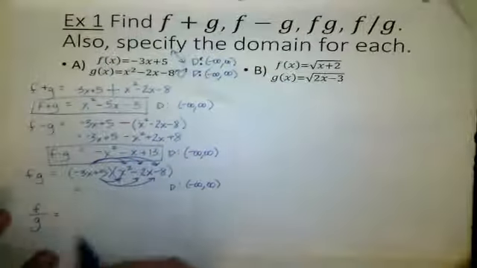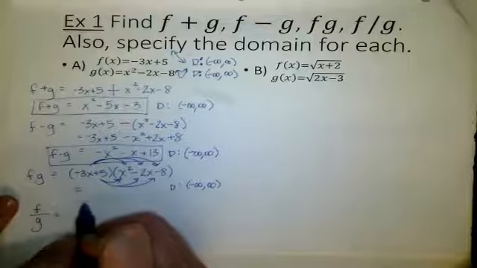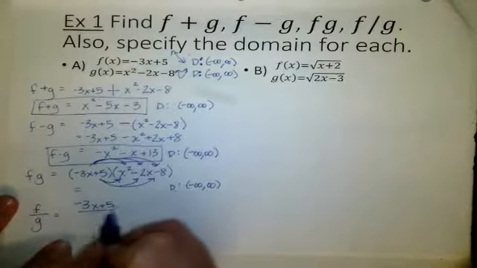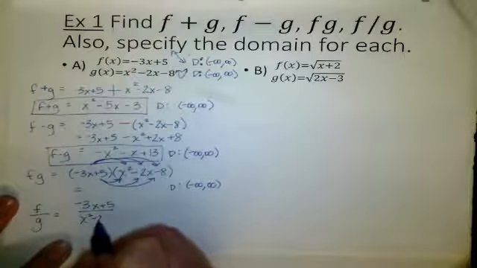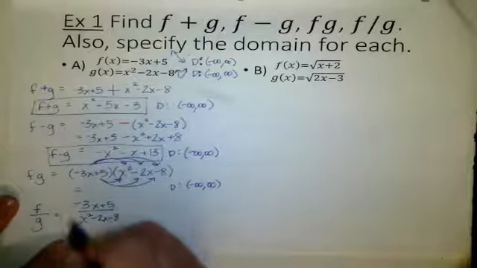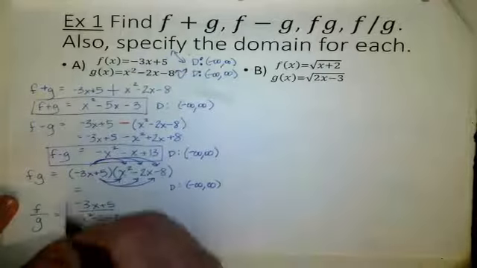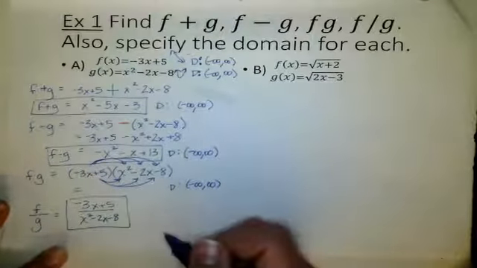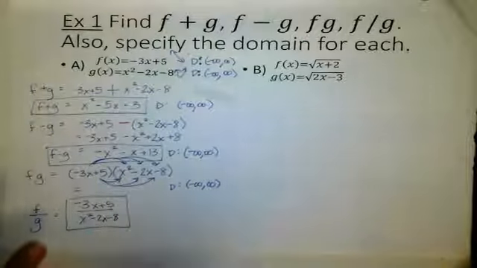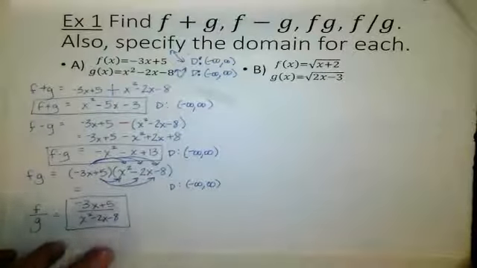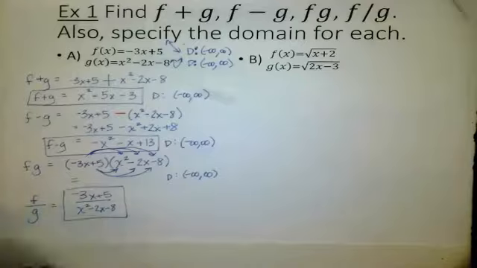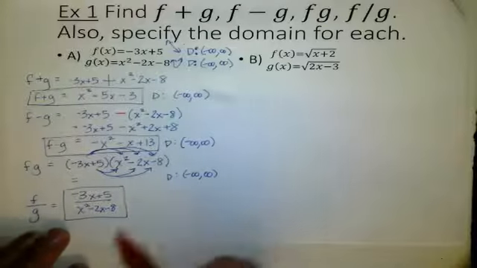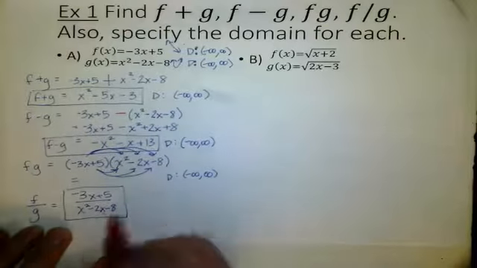Fine. F over G. That's not hard. Negative 3x plus 5 over x squared minus 2x minus 8. That is all I can do. But I do need to figure out the domain. So tell me about the division problem, because this is a problem. So denominator domain, right?